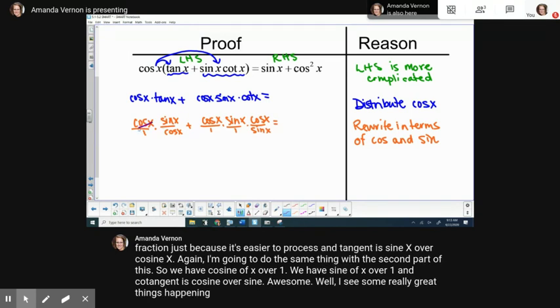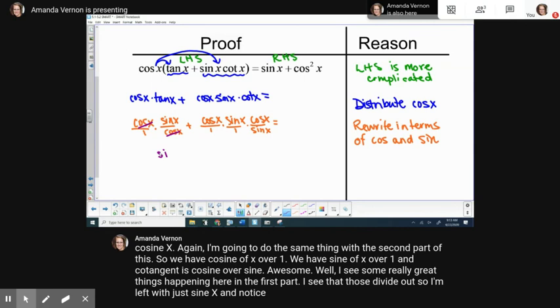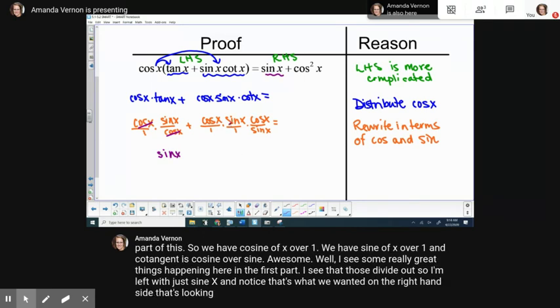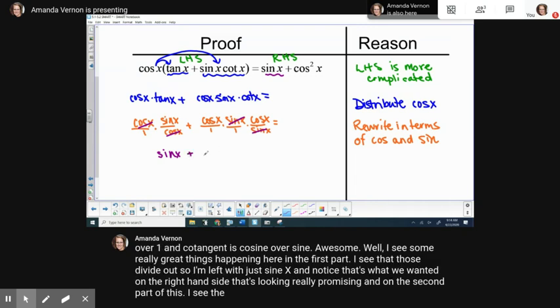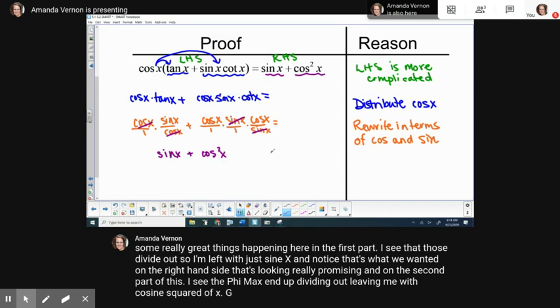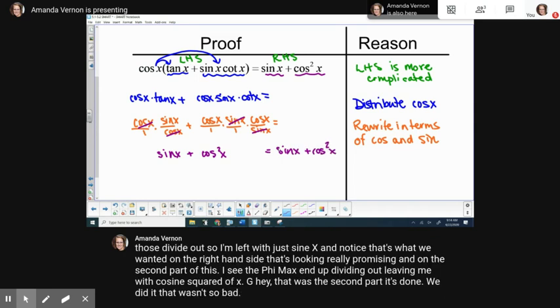Awesome. Well, I see some really great things happening here. In the first part, I see that those divide out. So I'm left with just sine x. And notice that's what we wanted on the right-hand side. So that's looking really promising. And on the second part of this, I see the sine x end up dividing out, leaving me with cosine squared of x. Hey, that was the second part. It's done. We did it. That wasn't so bad. So if you follow that process of what looks more complicated.